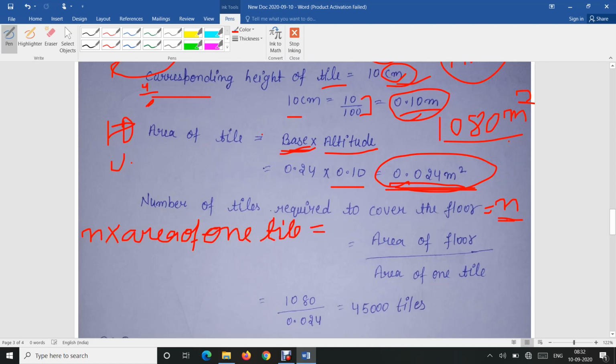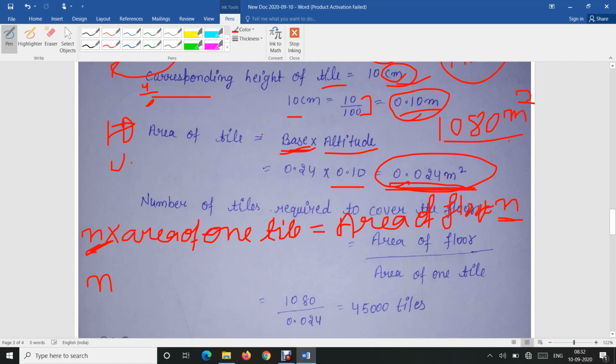In this way, when we put all the tiles on that floor, all these tiles will cover that floor. So we multiply the number of tiles by the area of one tile, and in this way the total area of the floor is covered. So n multiplied by the area of one tile is equal to the area of the floor. Now we need to find n.